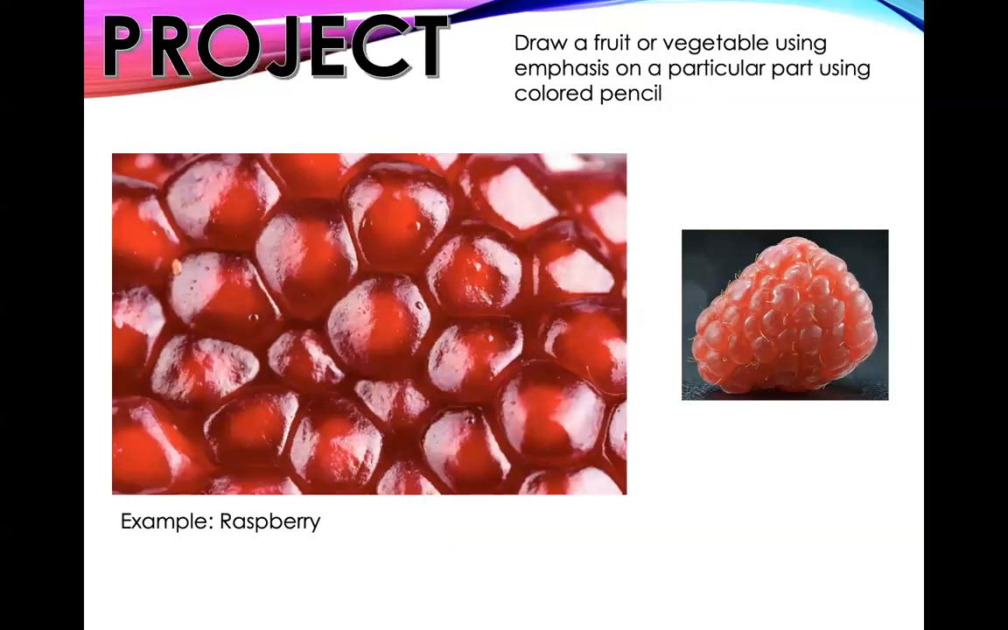So what we're going to do for our project is I just want to show this to you really quickly, and then we'll talk more about it when I get back tomorrow. You're going to have a photograph of a fruit or vegetable. So for example, here's a raspberry, but we're going to put emphasis on it, and we're going to zoom in and we're going to emphasize one part of it. And we're going to do a colored pencil drawing.